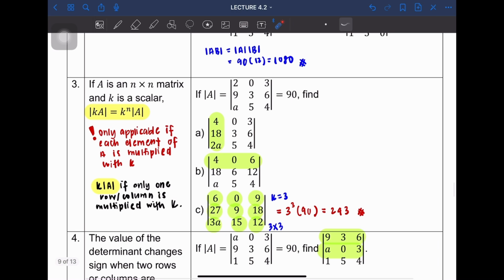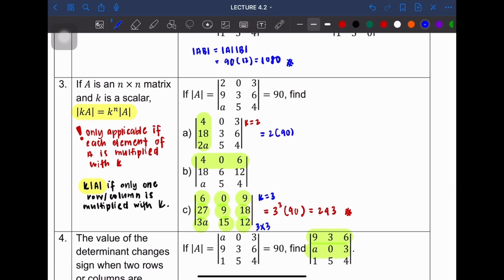Okay, so now let's say we have only one row or one column that is multiplied by the constant k. So what will be the determinant? For example, this matrix A over here, they only multiply the first column with constant 2. So in this case, your constant k is equal to 2. So 2 times 2 is 4, 9 times 2 is 18, and a plus 2 is 2a, and the rest of them are the same. If this is the case, your determinant is going to be k multiplied with the original determinant. So 2 multiplied with 90, you're going to get 180.